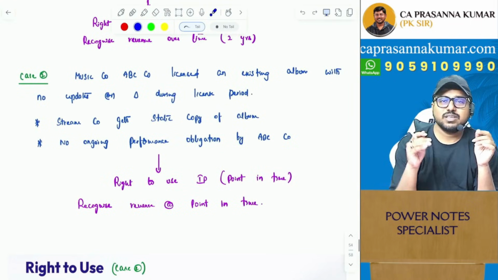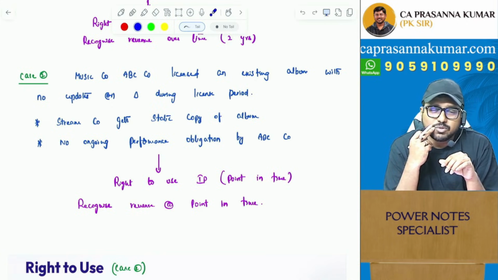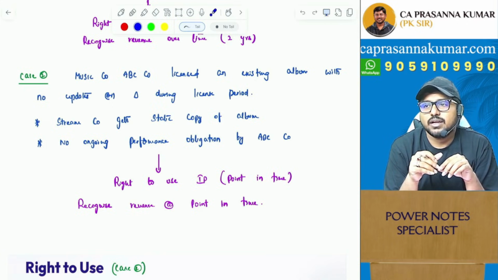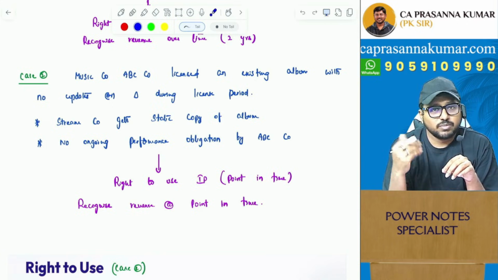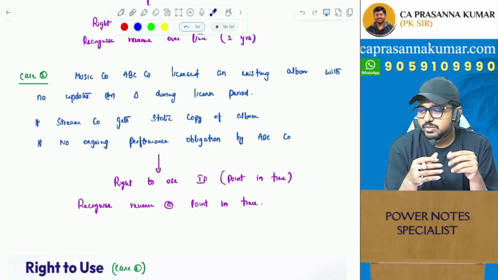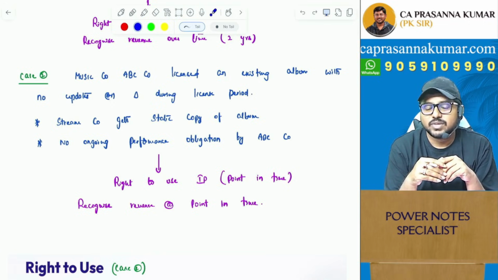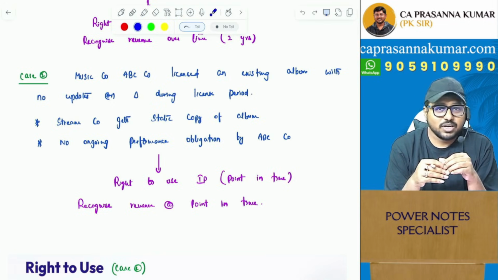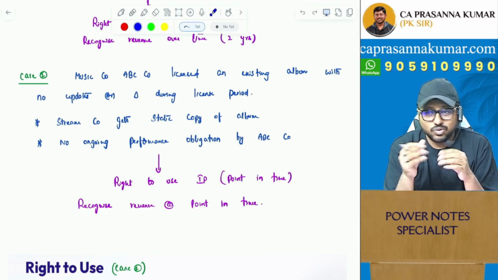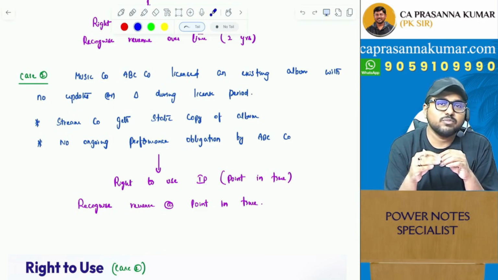Right to use means, for example, suppose you are making a movie and you want to use songs from an old Ilayaraja Sir movie. I don't think everybody will understand what I'm trying to say right now. Those who can understand, if you know, you know. So you want to use the song, and obviously you have to get the license. You go and get the license and say that you're going to use it for another 2 years for whatever movies you're going to make.